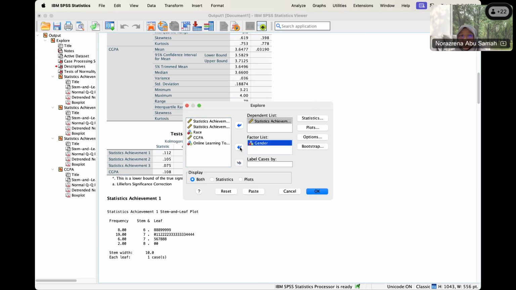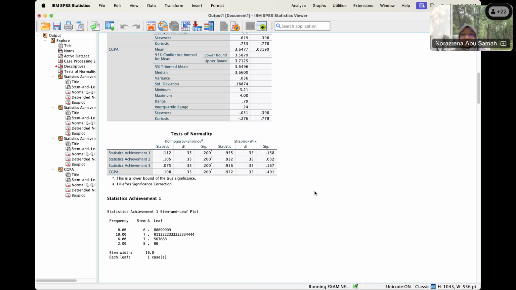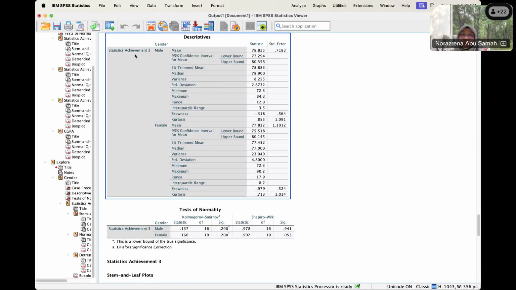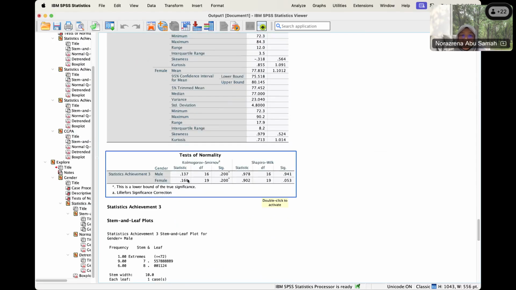So let's say I start with gender first, and then okay. See, for this post-test achievement 3, I will get it factored into male and female. Look at here. The male is normal. Female is almost not normal, but still normal. So it's okay, still greater than 0.05. So both are normal, and then I can compare scores between male and female. If I did it just like before, not factored between groups, it's not valid to run this test, I mean, not valid to compare means between two groups.